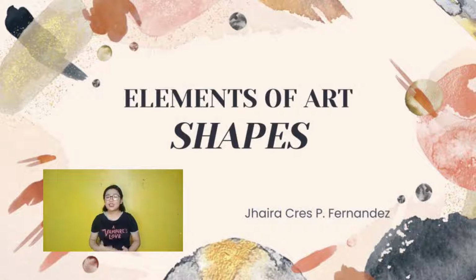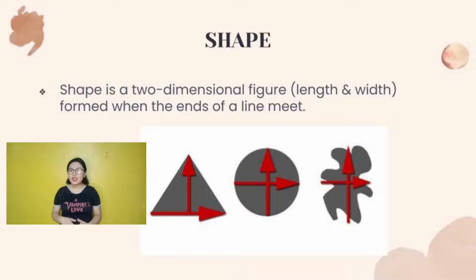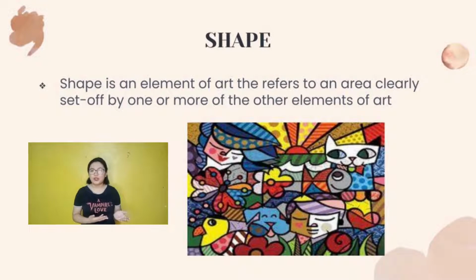So by definition, what is shape? Shape means a two-dimensional figure which has length and width, formed where the ends of a line meet. In other words, it is created when a line is enclosed. Shape is one of the 7 elements of art and it has a variety of uses in the creation of art, just like this one in the picture.